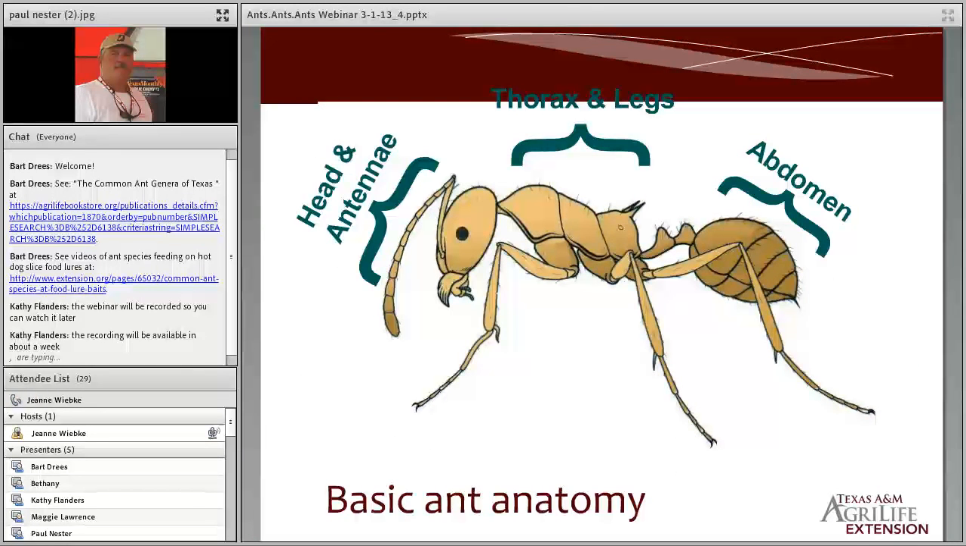When we look at just general basic ant anatomy, I will be referring to the head and antennae, also the thorax and legs and the abdomen. Now, if you're a myrmecologist or someone who deals with ants, it would be called the head, the mesosoma, the petioles, and the gaster. But for our purposes, we're just going to talk about the head, the thorax, and the abdomen, because that's just the general body parts of insects, and that way we won't get confused when we talk about the parts of the ant.